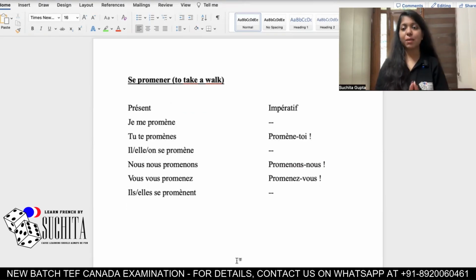Let's start with the second example, and the verb is se promener. Se promener, which means to take a walk. Now, on the left-hand side, I've written the verb in the present tense. Je me promène. Tu te promènes. Il, elle se promène. Nous nous promenons. Vous vous promenez. Now, on the right-hand side, we are changing it into imperative. With je, il, elle, plural, it is not possible. So I have just put a dash over there.